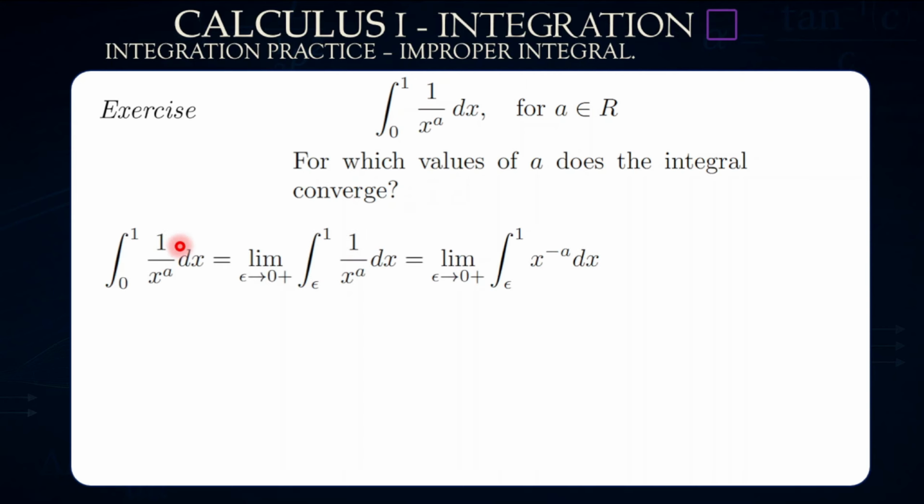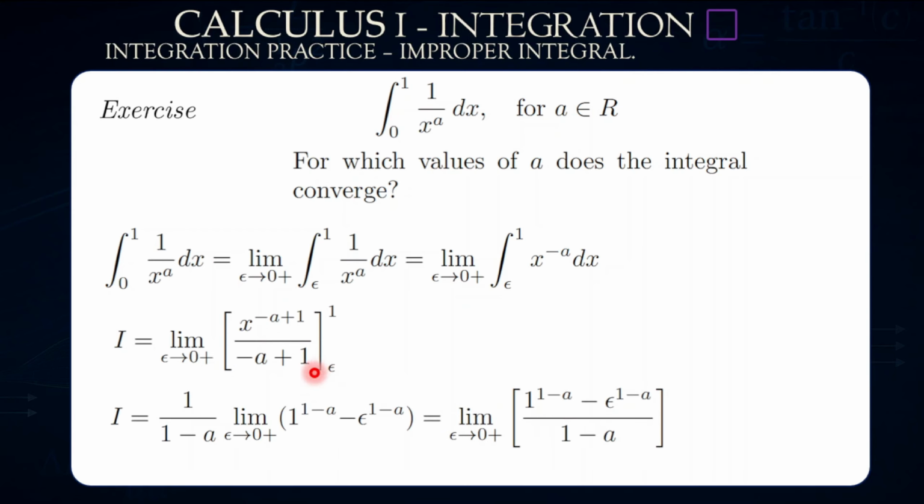this integral converges. This integral from 0 to 1 of 1 divided by x to the power of a dx is equal to the limit as epsilon goes to 0 plus, where we change 0 within the boundaries by epsilon, a value slightly above 0, of 1 divided by x to the a dx, which equals the limit as epsilon goes to 0 plus of the integral from epsilon to 1 of x to the power of minus a dx, because we moved it from the denominator to the numerator. So the integral is equal to the limit as epsilon goes to 0 plus of x to the power of minus a plus 1. Here we solve the integral. As you remember, we add 1 to the power, and then we divide the entire thing by this new power. So x to the power of minus a plus 1 divided by minus a plus 1, between 1 and epsilon.